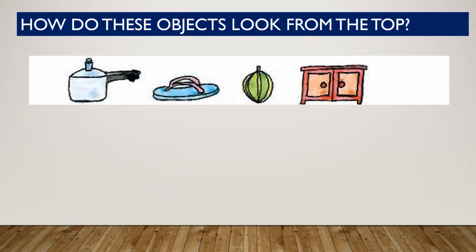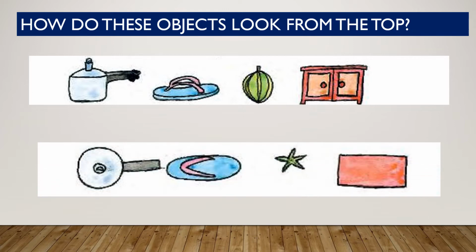Now checking your understanding, can you please answer this third question for me? In which we have to tell how these objects are going to look from the top view. Here is the answer. We can see all the daily life objects from the top view like this. You can try seeing other objects from the top and comparing it with the side views.